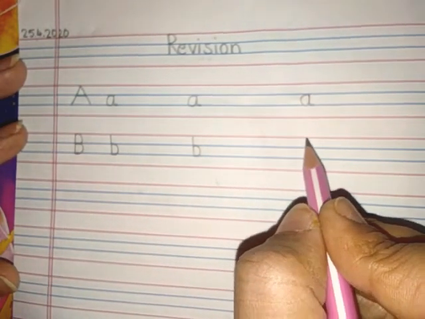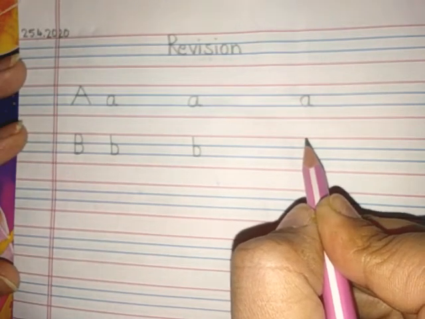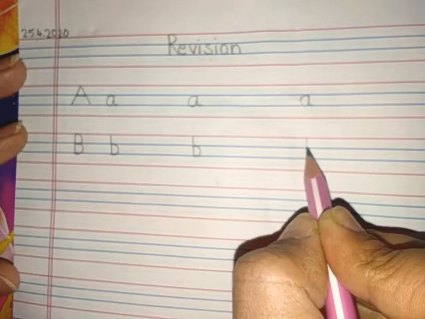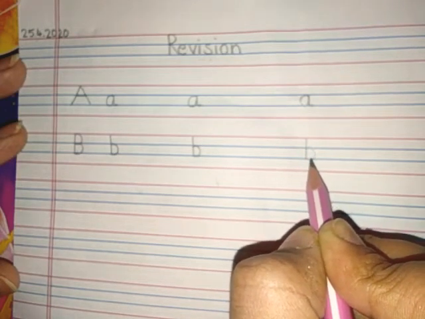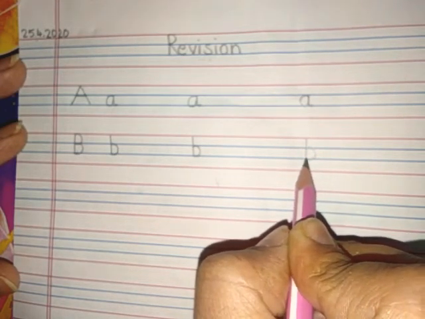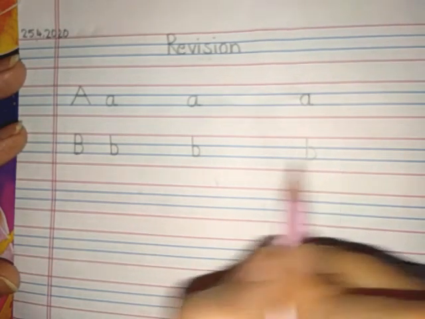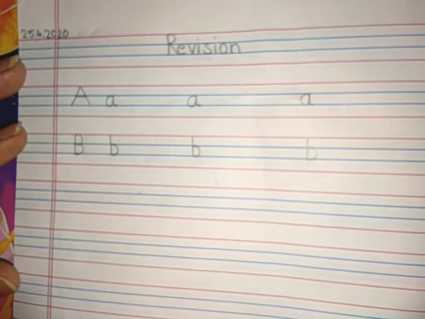Once again, we will start from the red line, standing line, go back to the first blue line, make a curve, come to the second blue line, touch the standing line that you have made. Don't lift your pencil. This is small letter B.